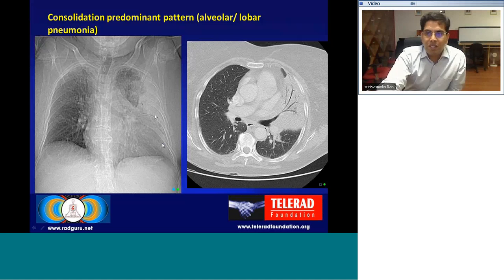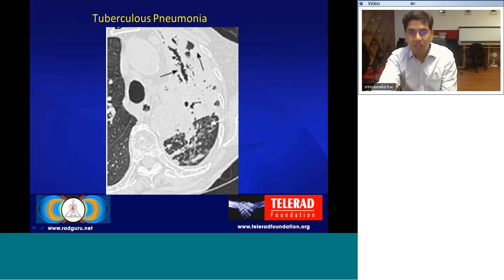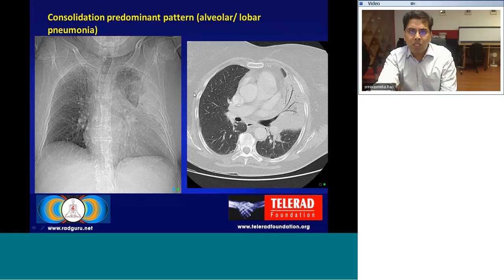You can see on the right side segmental consolidation, which is very well shown on the CT with air bronchograms. So you shouldn't have any difficulty in identifying this. This is a tuberculous pneumonia patient where we do see this consolidation process.